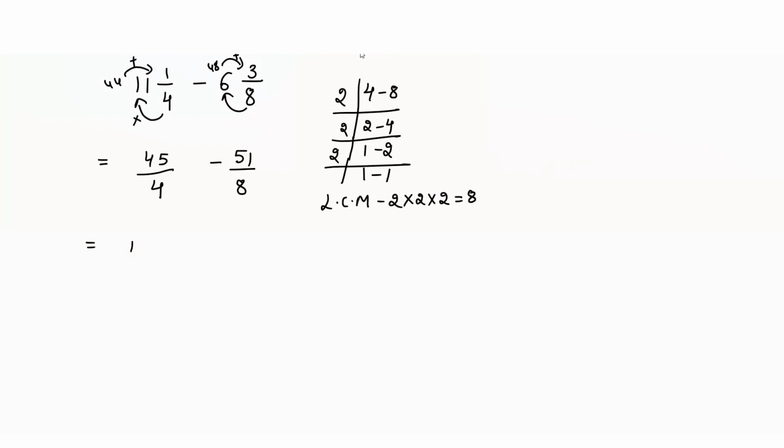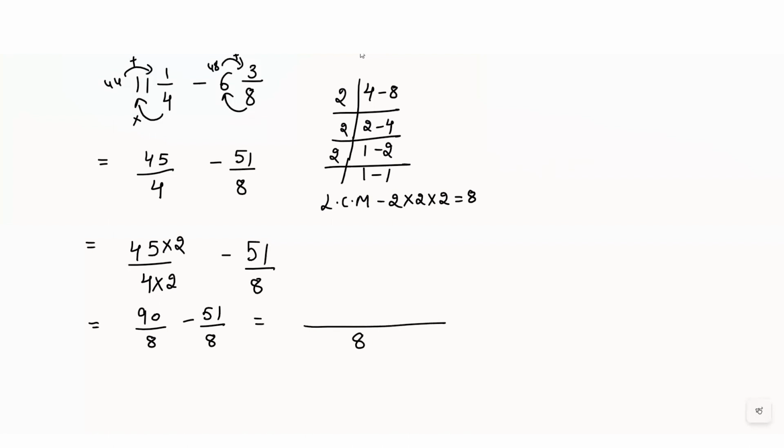So in that case, I'll write down the fraction here, and then we have to change the denominator to 8. So we will multiply it with 2, we multiply it with 2. Since this is already 8, we are not going to do anything to it. So we'll get here 90 over 8 minus 51 over 8. Now since the denominators are the same, we write down the denominator once and then we subtract the numerators. So we'll get here 90 minus 51, which equals 39 over 8.